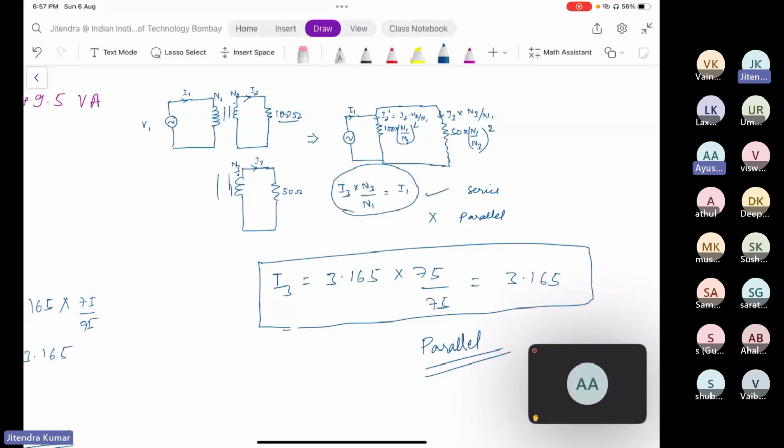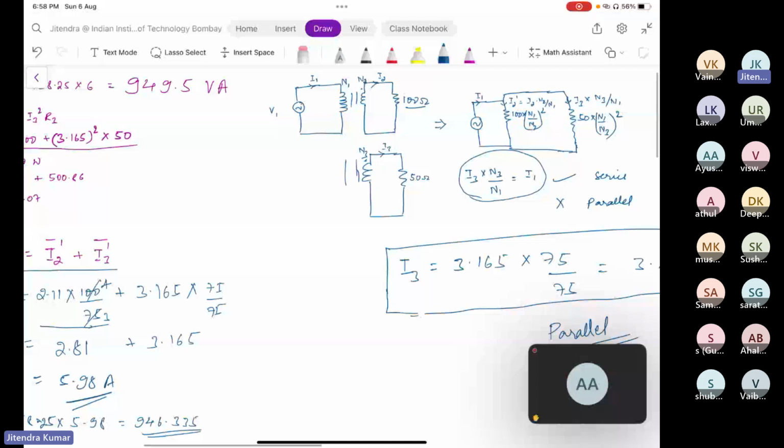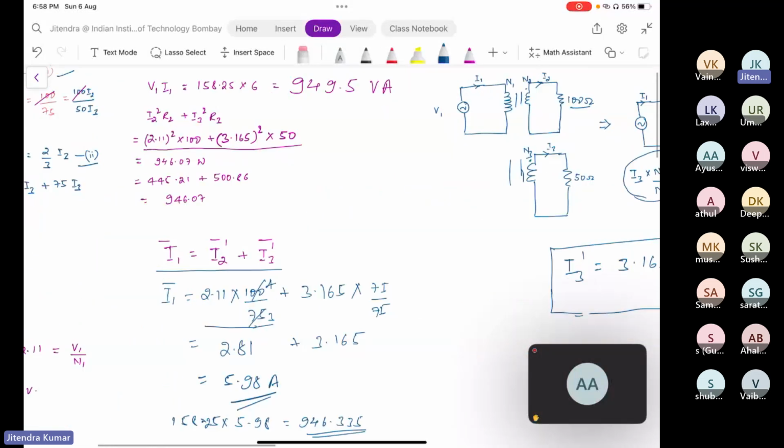Okay. Sir, current. Current is the same. I1 is equal to I2 dash plus I3 dash. Since I3 dash here we computed, right? I3 dash here we computed, and it is not coming equal to I1. So I1 is equal to I2 dash plus I3 dash.